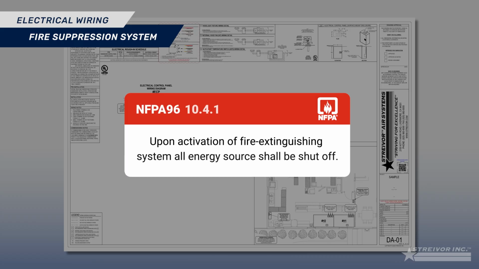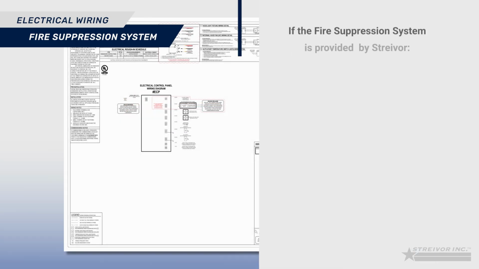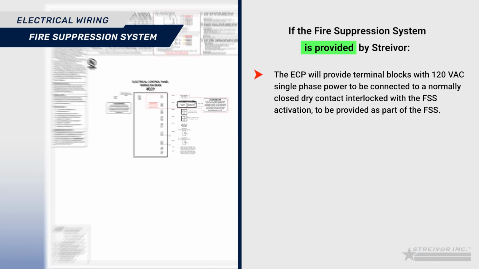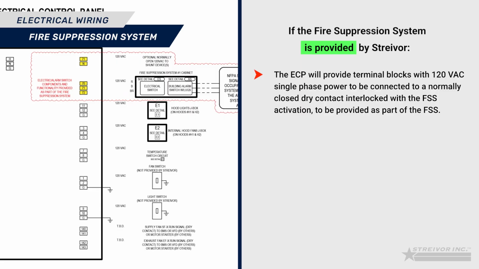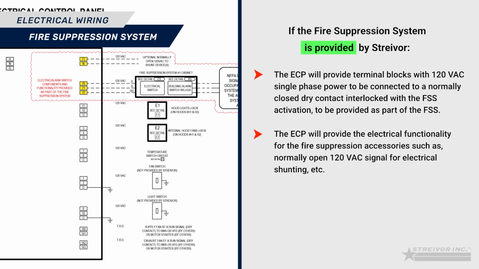The ECP is engineered to comply with NFPA 96, Section 10.4.1. If the fire suppression system is provided by Streivor, the ECP will provide terminal blocks with 120 VAC single-phase power to be connected to a normally closed dry contact interlocked with the FSS activation to be provided as part of the FSS. The ECP will provide the electrical functionality for the fire suppression accessories such as normally open 120 VAC signal for electrical shunting, etc.